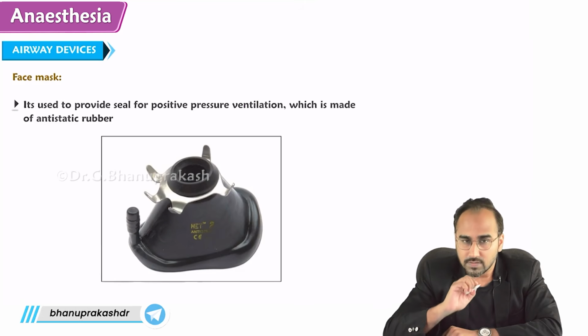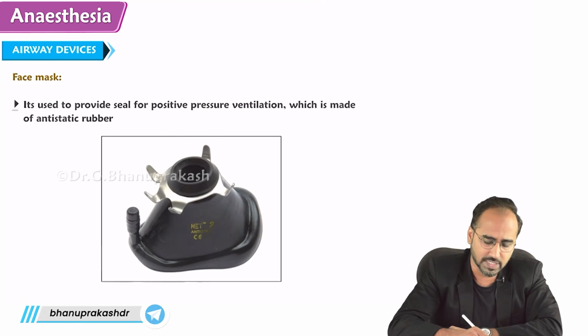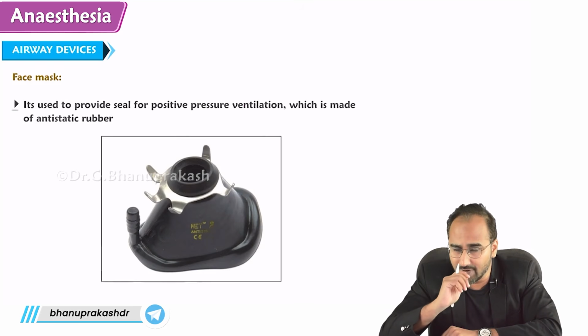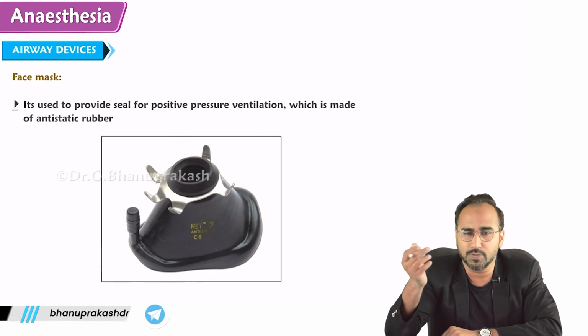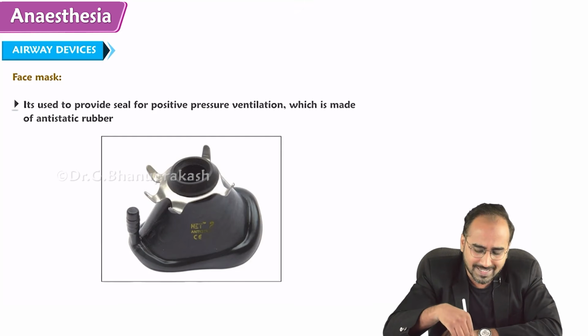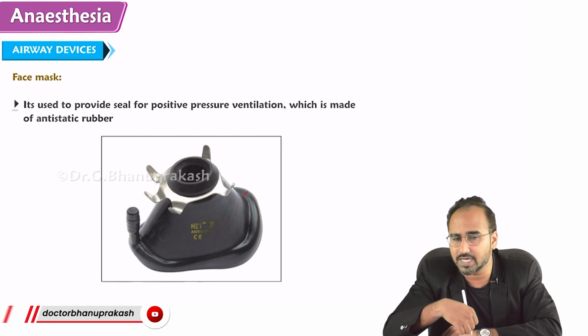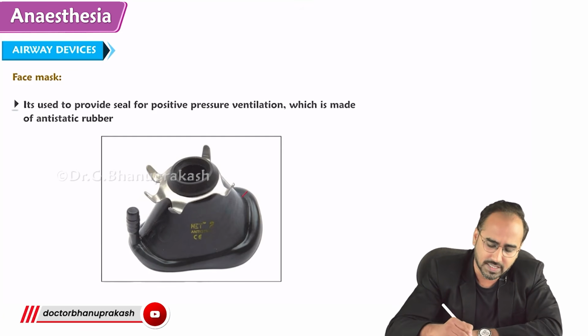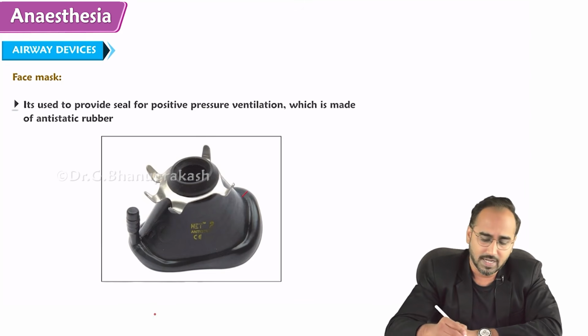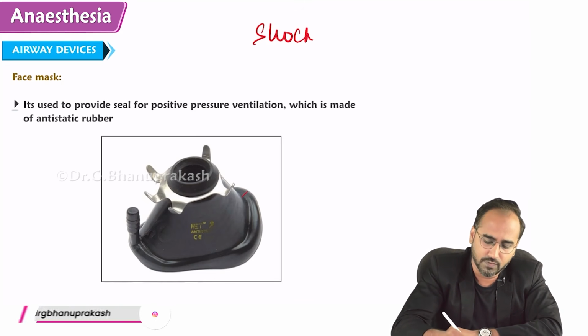Next, coming to this device which is called as face mask. Face mask is the device that provides a seal for ventilation. If you haven't put the endotracheal tube, you can connect the breathing circuit to a face mask. This face mask is made up of anti-static rubber. What is meant by anti-static, guys? First of all, face mask is used to provide positive pressure ventilation, which is made up of anti-static rubber. Anti-static meaning what? Shock-proof and fire-proof.